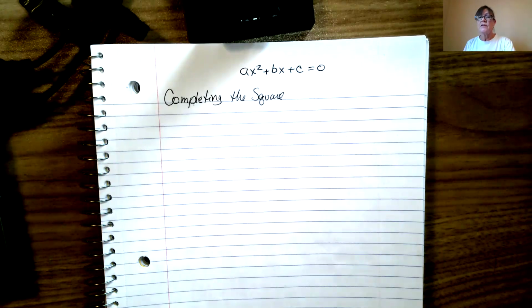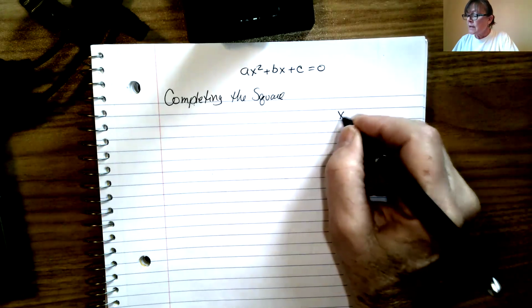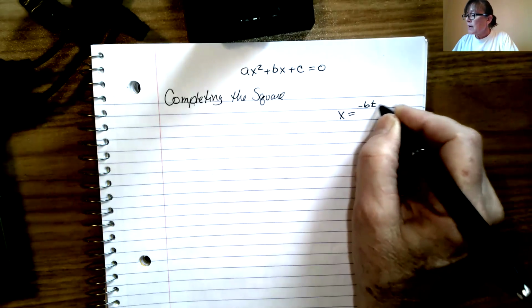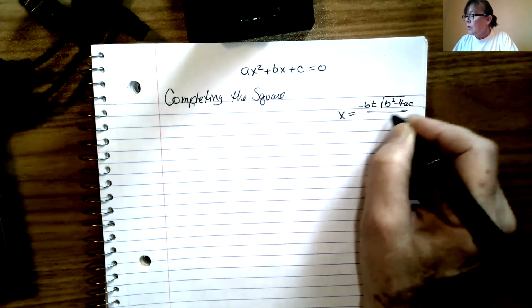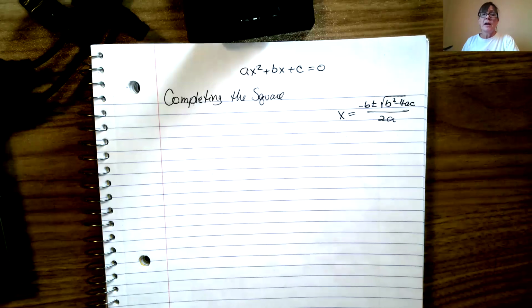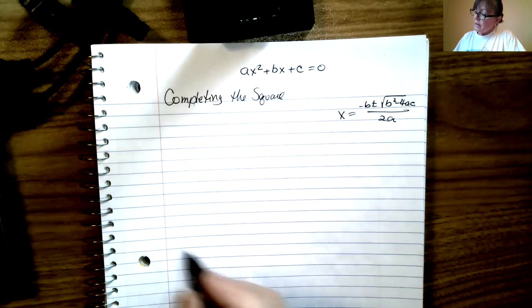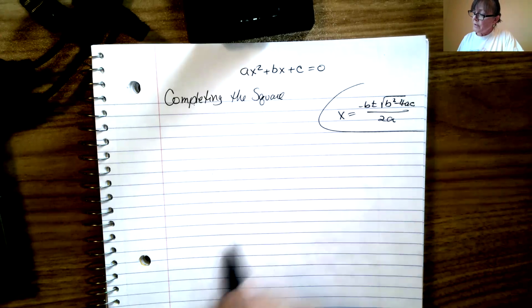And then the second part of this video will be using the method of completing the square to develop the quadratic formula. The quadratic formula is this: x equals negative b plus or minus the square root of b squared minus 4ac, all over 2a. This is what we're going to develop in a minute.